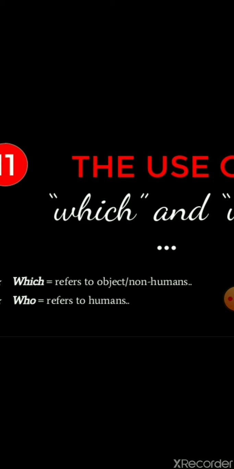If with non-living someone has used who, an error is there. If with living someone has used which, an error is there. So in this way, with the context understanding, you will find out the error.